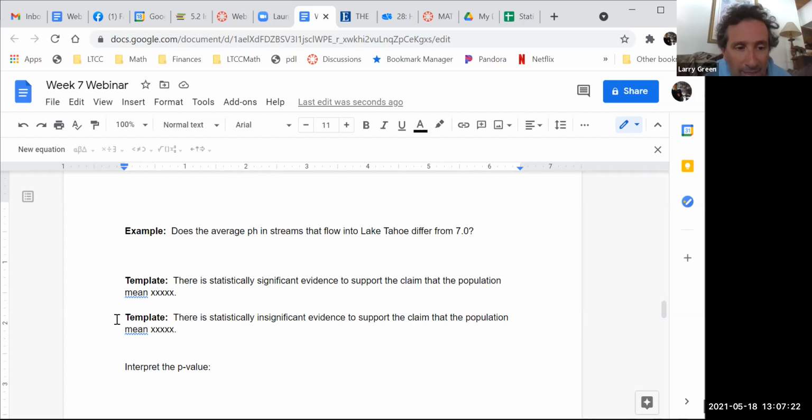Okay. And then I have another template. This doesn't change much. What's the only difference between the first template and the second template? It's very subtle and very important. What's the only difference?